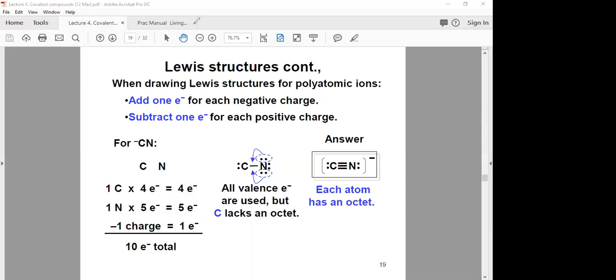Sorry? Where do they get the extra electron from? Good question. Where does the extra electron come from? Who would like to try to answer that question? Where might the additional electron come from? A metal that has a spare?